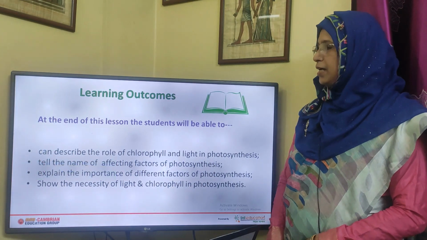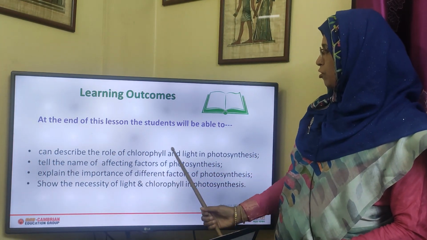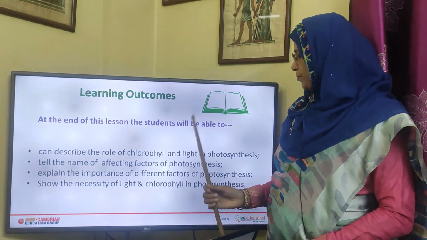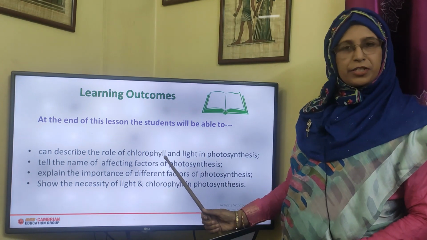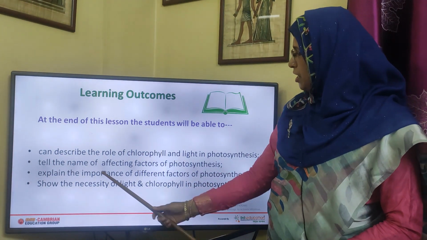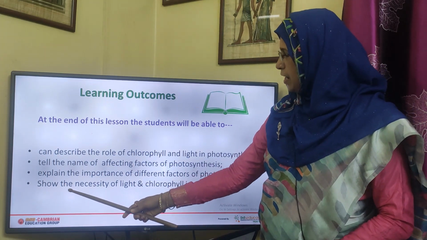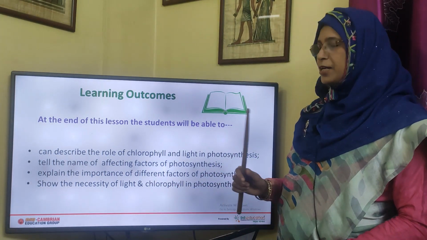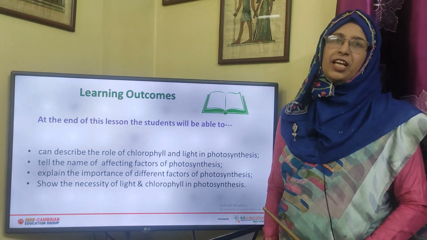So at the end of this lesson you will be able to describe the role of chlorophyll and light in photosynthesis, tell the names of the factors affecting photosynthesis, explain the importance of different factors of photosynthesis, and show the necessity of light and chlorophyll in photosynthesis by experiment.